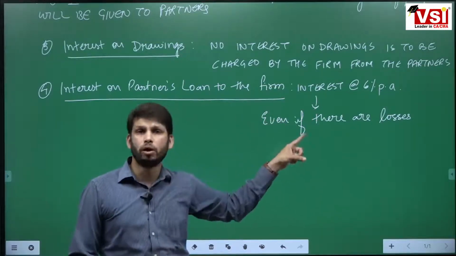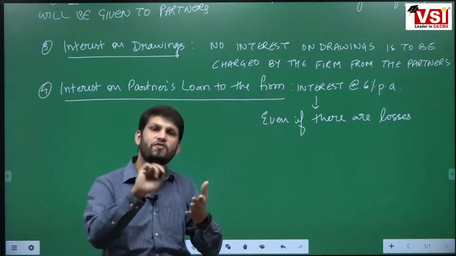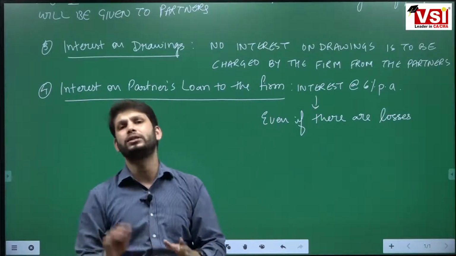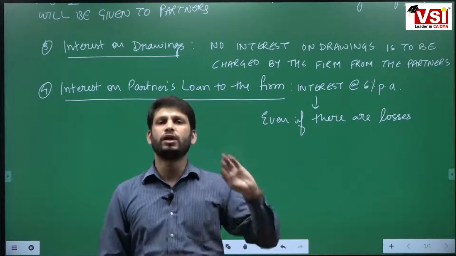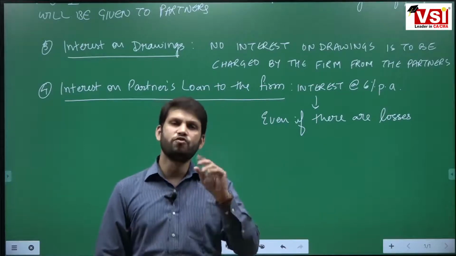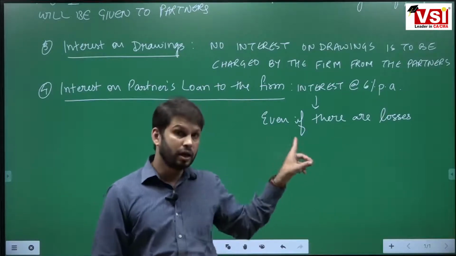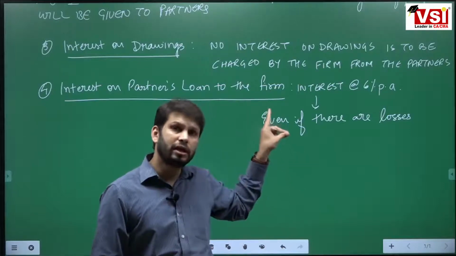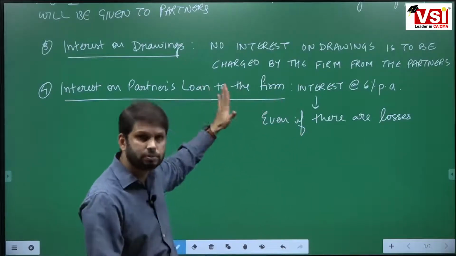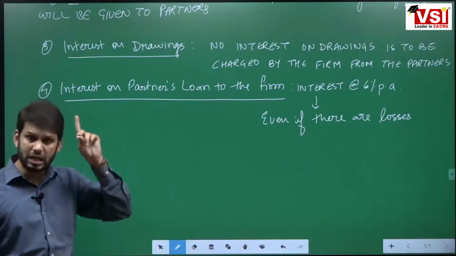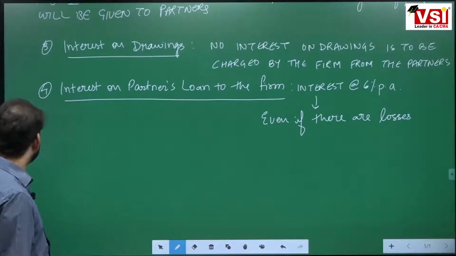It can be more, but only when they have mentioned that if any partner provides any loan, then interest at the rate of 10% or 12% per annum will be given by the firm. Here, if they have not mentioned anything or there is no partnership deed, still 6% per annum will be given even if there are losses.